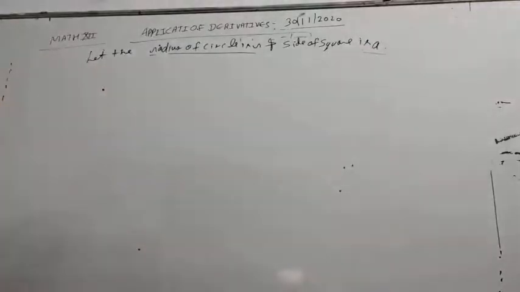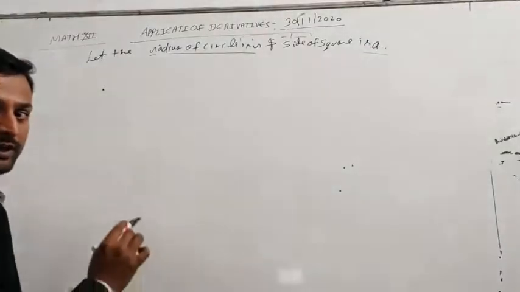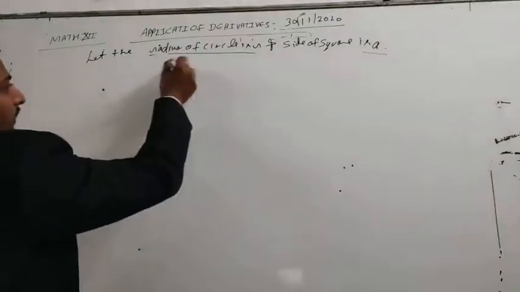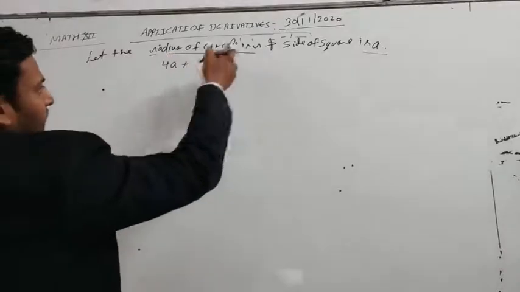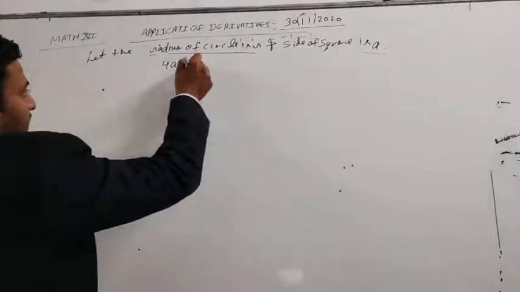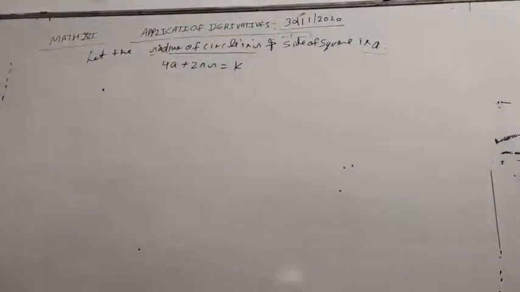So the sum of the perimeters of both will be what? This will be equal to, side is a, so it will be 4a, and radius is r, so perimeter will be 2 pi r, which is equal to k. Okay, this is what we are given.